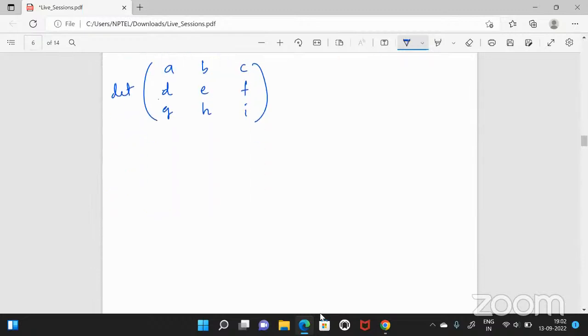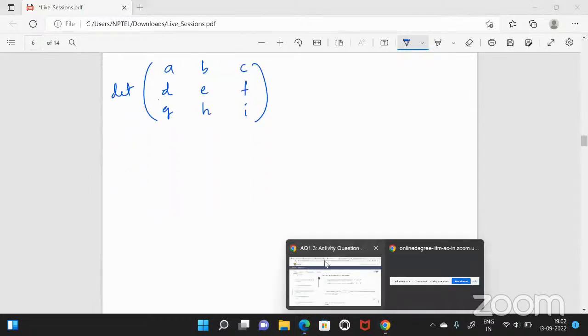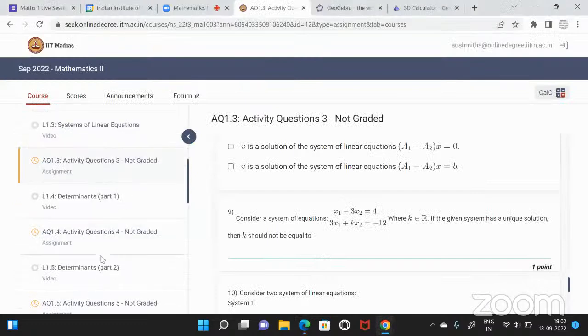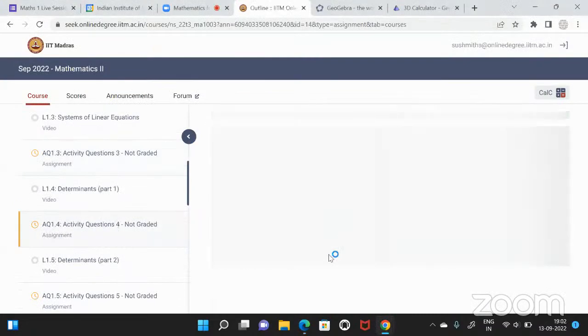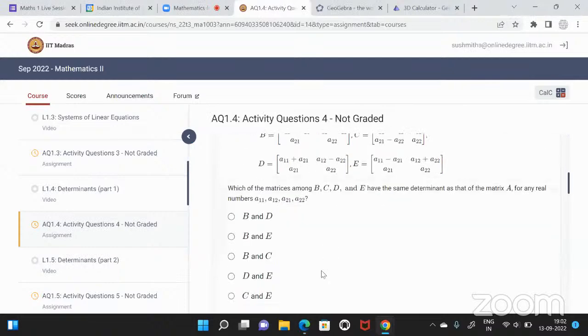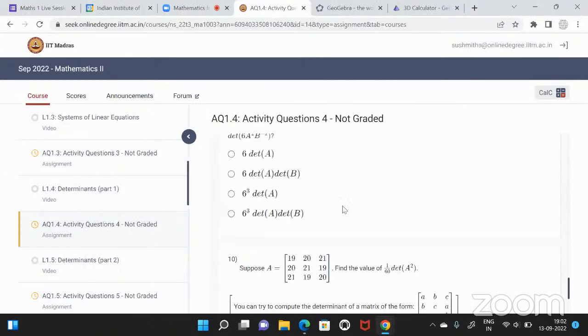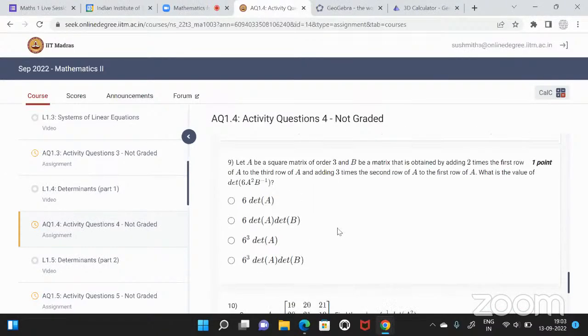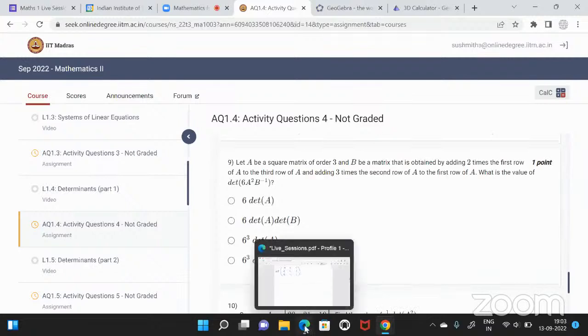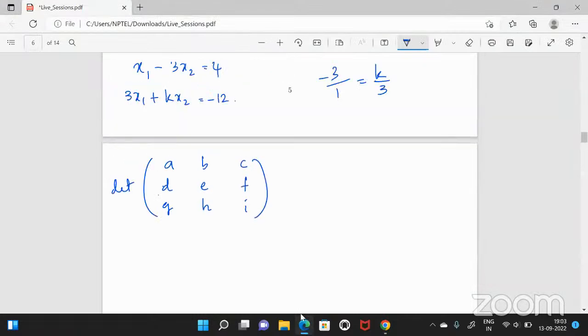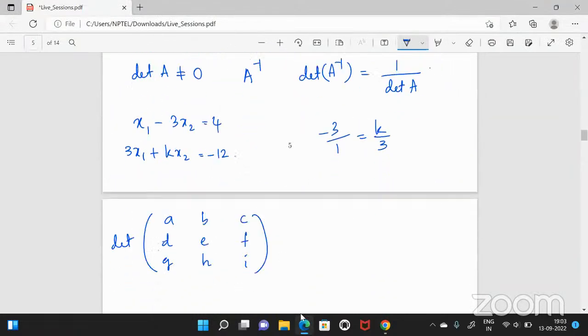Okay. Ma'am, how will you do activity 1.4, question number 9? Oh yeah, we didn't discuss this property. Tell me what happens to the determinant of k times A.